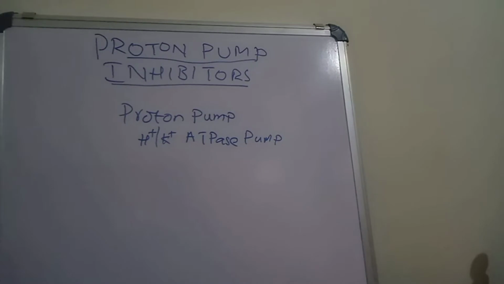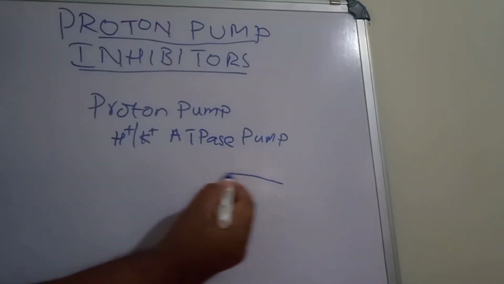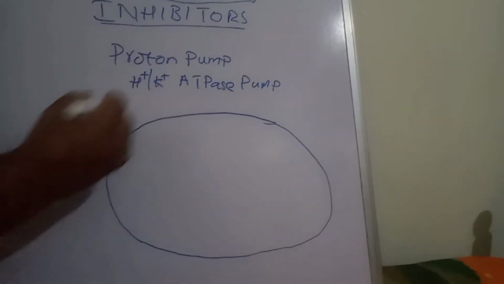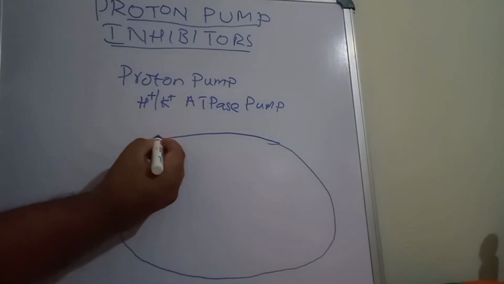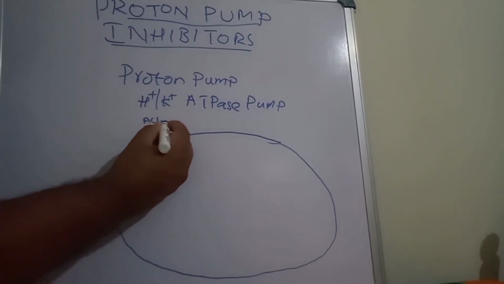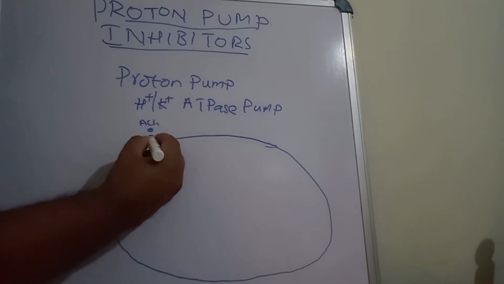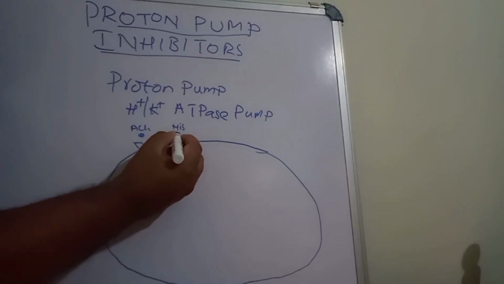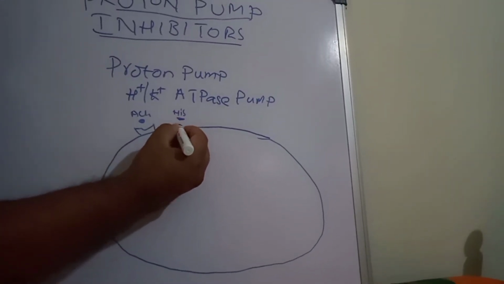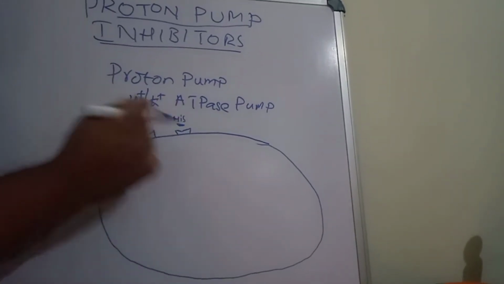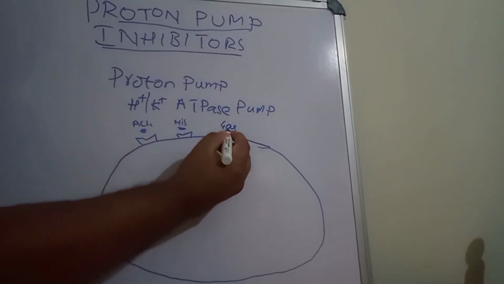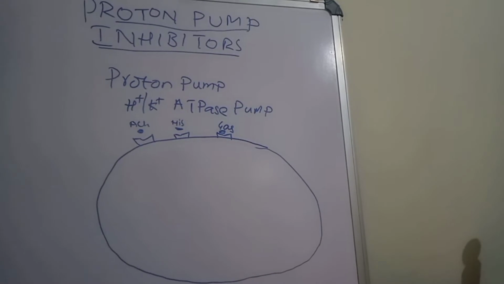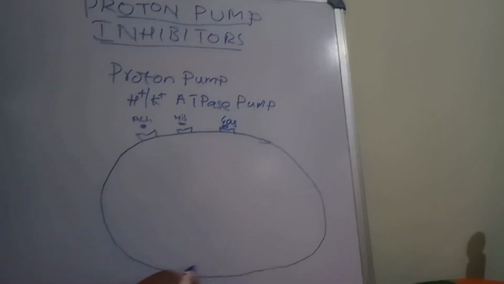Now let us understand how the proton pump actually works to increase the acid secretion. I take a diagram. In my earlier video I told about how histamine or acetylcholine increases acid secretion. We are not concentrating on those things. You can go through my previous video so that you will understand how histamine, acetylcholine or gastrin increase acid secretion. But we are concentrating only on the proton pump.